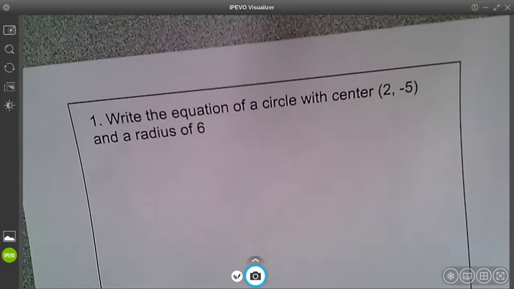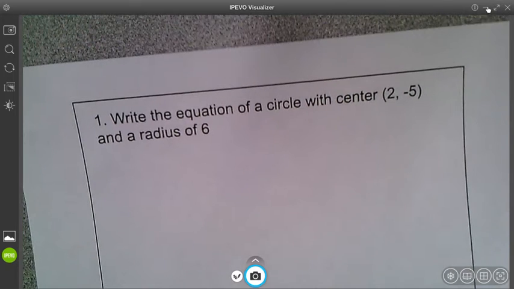So we're going to go through 6 different ways to write the equation of a circle given some different information. We're going to start out with a basic one: write the equation of the circle with the center and a radius. So let me go back to the notes real quick.